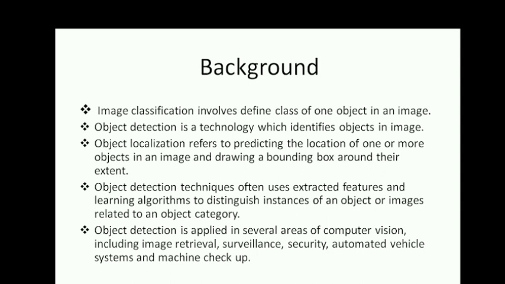Object detection techniques often use expected features and learning algorithms to distinguish instances of an object or images related to an object category. Object detection is applied in several areas of computer vision, including image retrieval, surveillance, security, automated vehicle systems, and machine checkup.